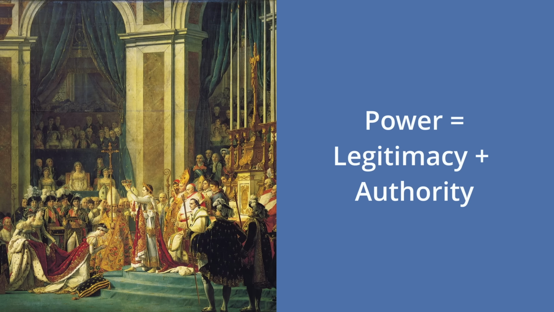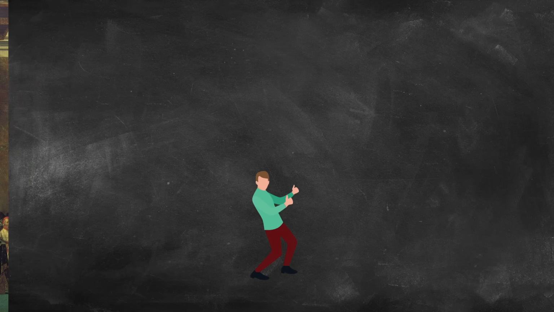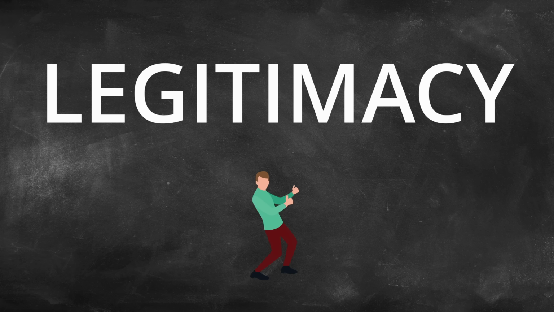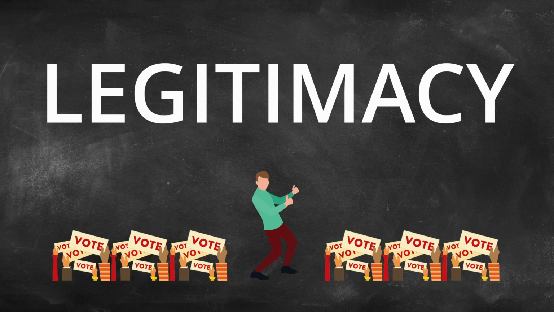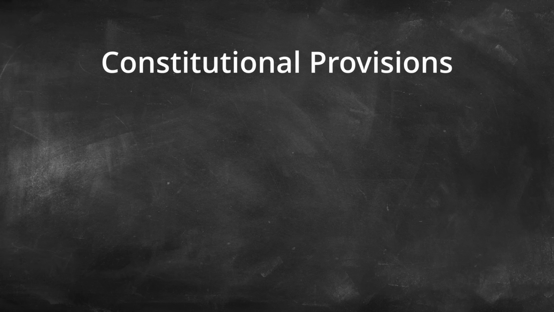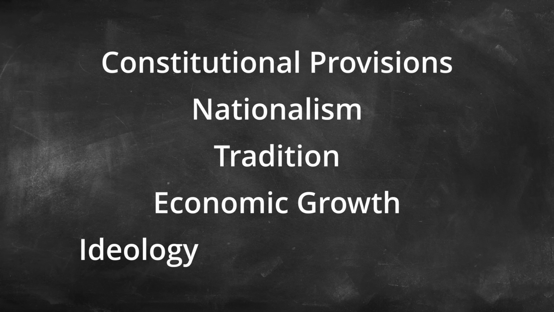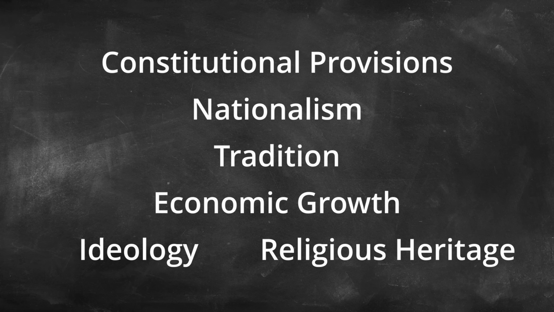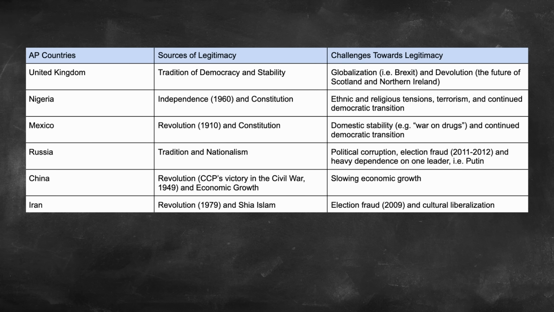Up to this point, I've been talking about governments and how power is divided within a state. What's more important is to understand how the power and authority is accepted by the people, and that is called legitimacy. One of the obvious sources of legitimacy is popular election. Other sources can include constitutional provisions, nationalism, tradition, economic growth, ideology, religious heritage, and endorsement. Here is a quick summary of the sources of and challenges towards legitimacy in our 6 AP countries.